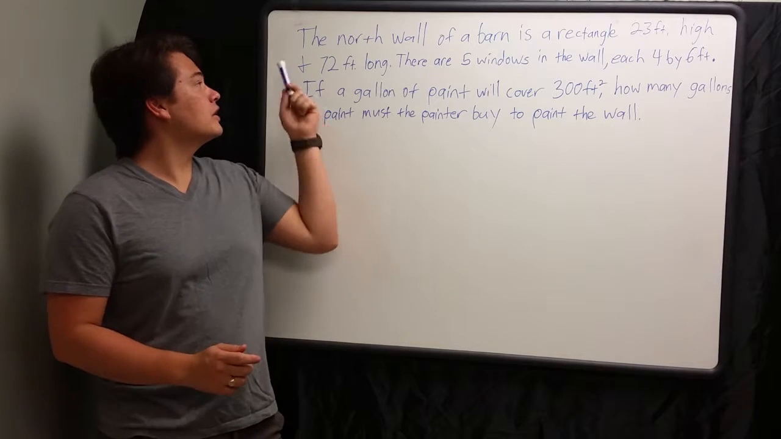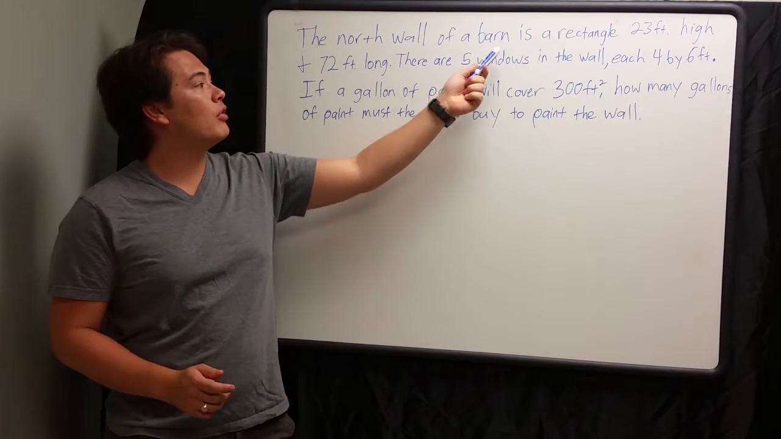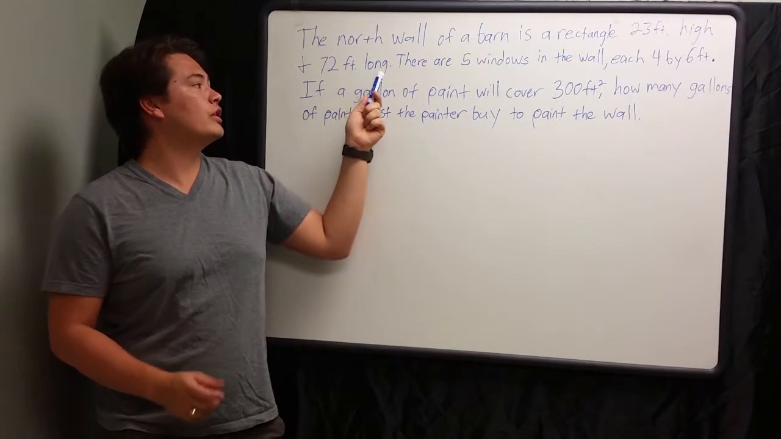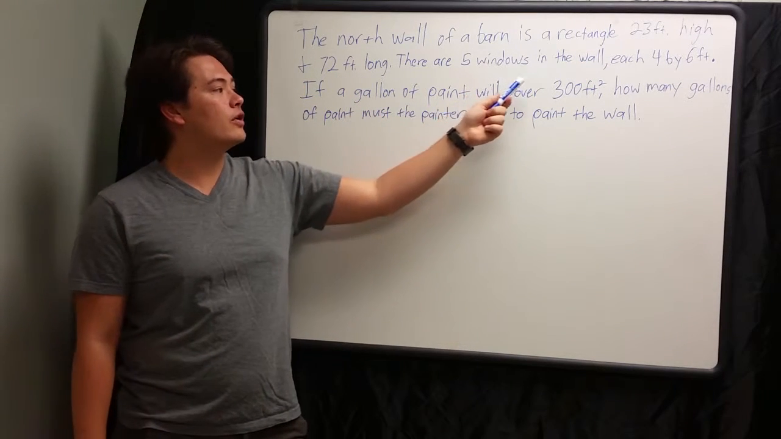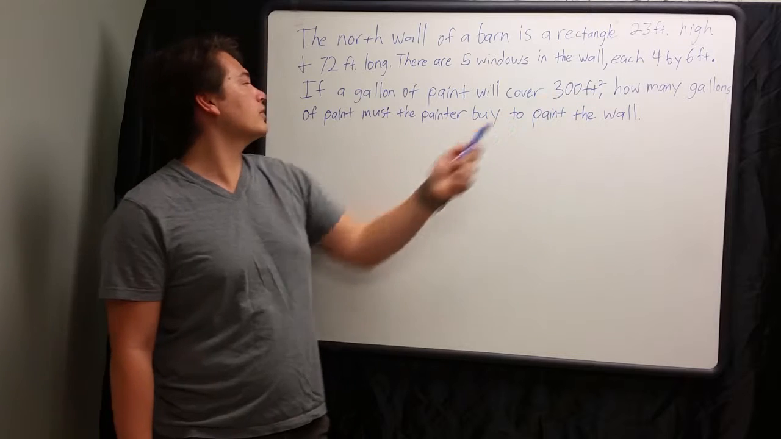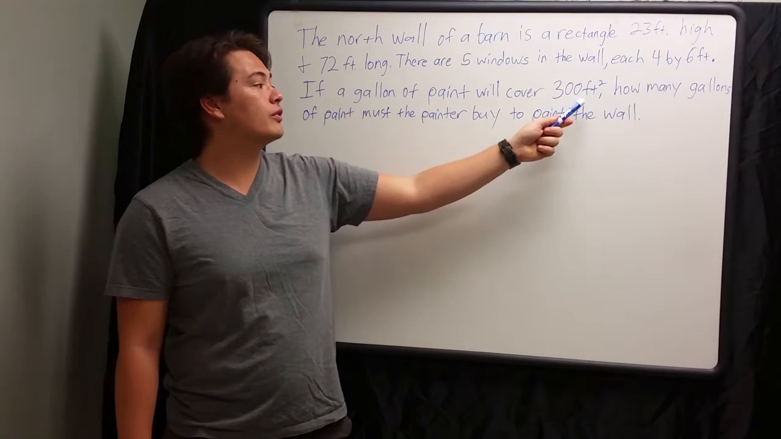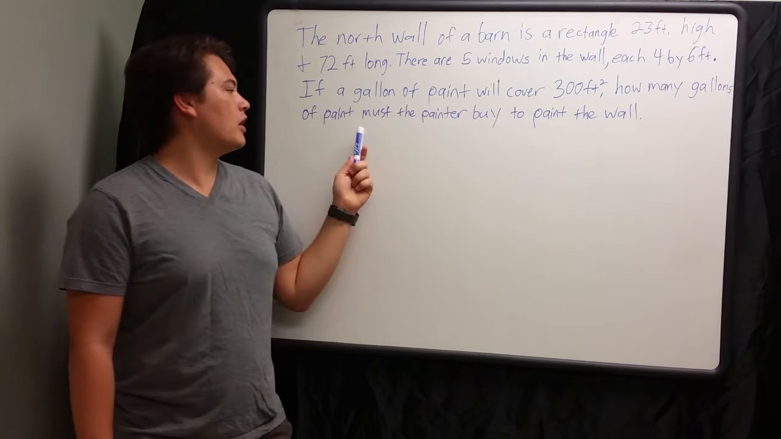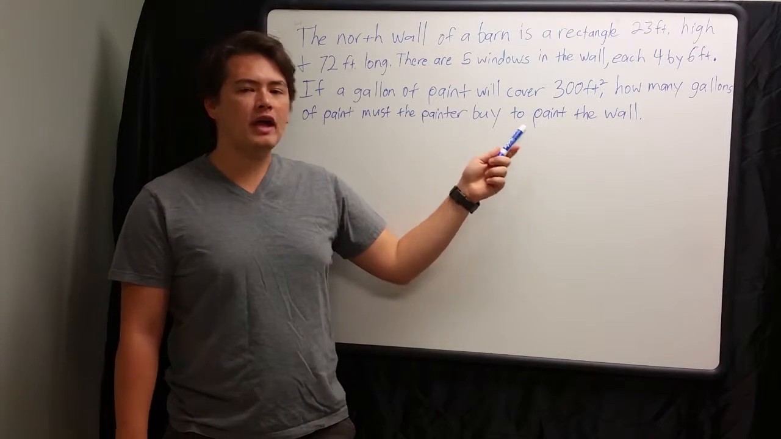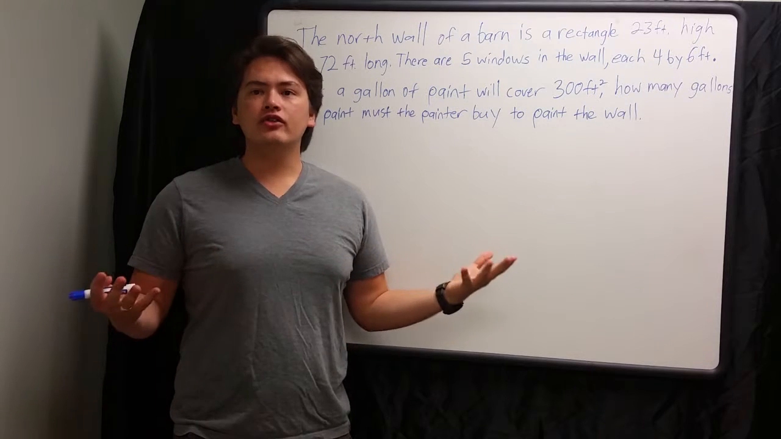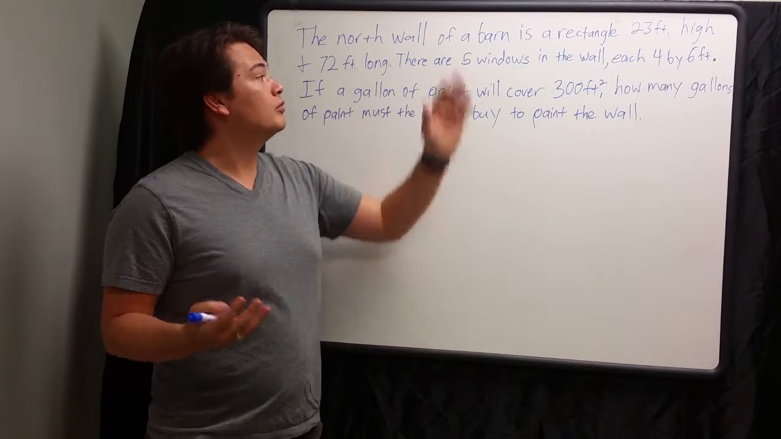This question is asking: the north wall of a barn is a rectangle 23 feet high and 72 feet long. There are 5 windows in the wall, each 4 by 6 feet. If a gallon of paint will cover 300 feet squared, how many gallons of paint must the painter buy to paint the wall? So before we start this question, let's draw this rectangle.